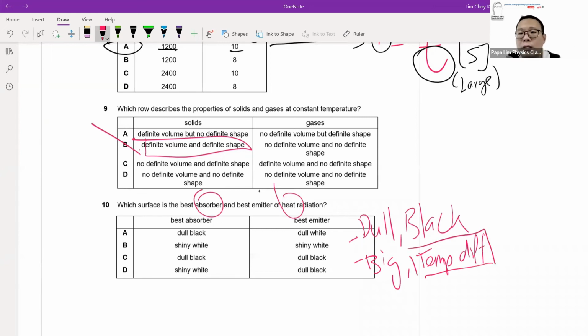That will affect the heat loss. So which of these is the best absorber? Best absorber, best emitter, means I'm looking for dull, black, big, and maybe hot temperature. Here we only got the color and the texture, so it will be dull black. And the best emitter will also be the same. It will be dull black also. So the answer will be C.